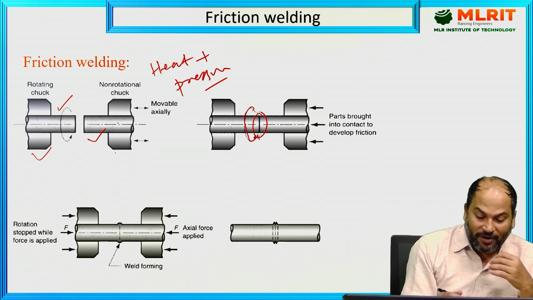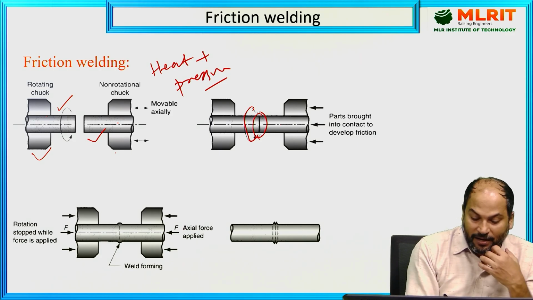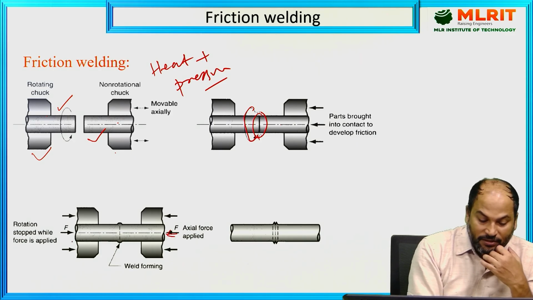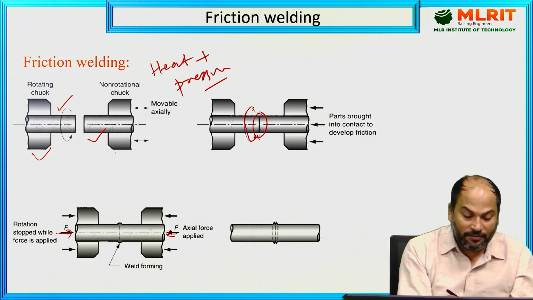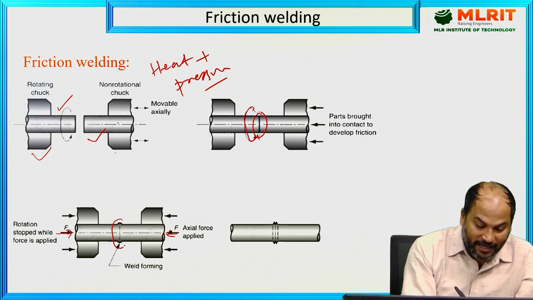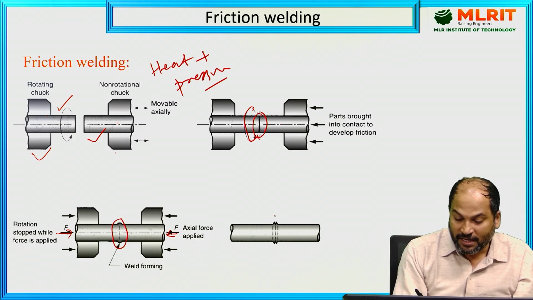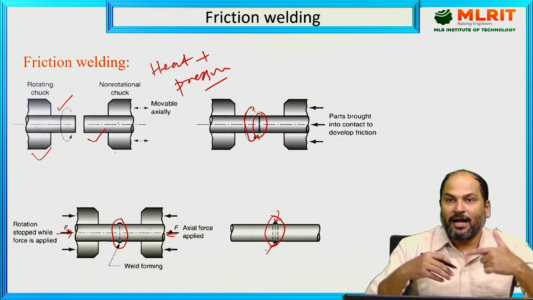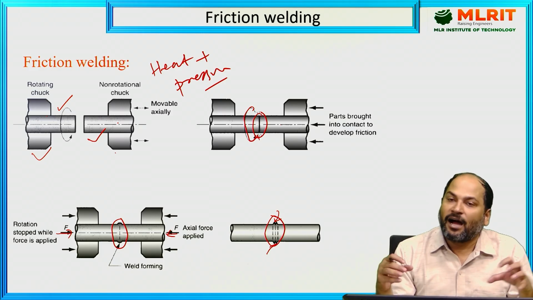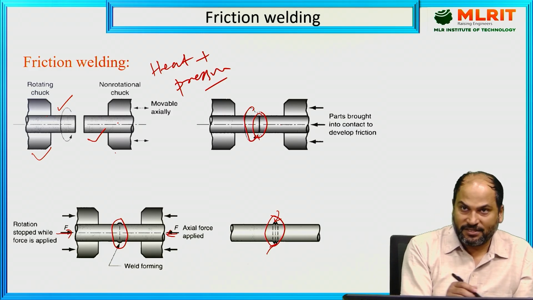meaning once the temperature is sufficient, we apply the force from both sides. Here it is. So both parts will be joined at this section. Finally, you can see this part has been joined together. A little bit of flash will come out on the surface, which after joining we will trim and take out. So we have seen it stepwise.